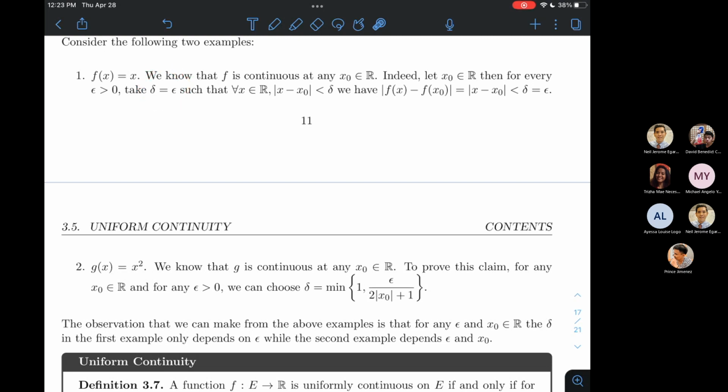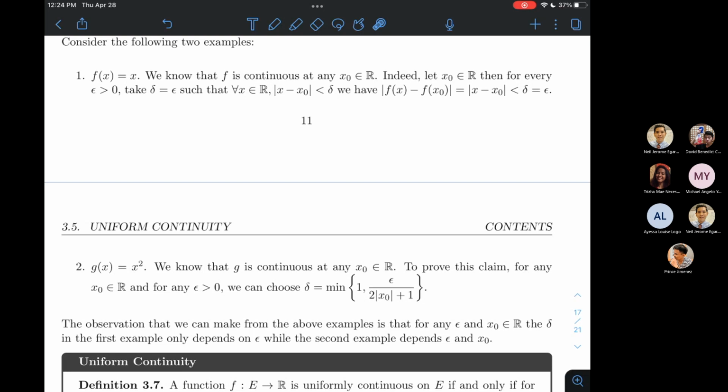So hindi nagmamatter kung anong number yung ino-observe mo. Kasi kahit na ano pang number yung kung saan kinukunan mo ng limit yung function na f, hindi nakadepende ron yung choice mo ng delta. Pag binigyan ka ng epsilon, ang delta mo automatic ay equal kay epsilon. And that will give us the delta inequality implying the epsilon inequality no matter what x sub 0 is or how far away it is from x. So ito yung sinasabi natin that the choice of delta is independent of the choice of x sub 0.